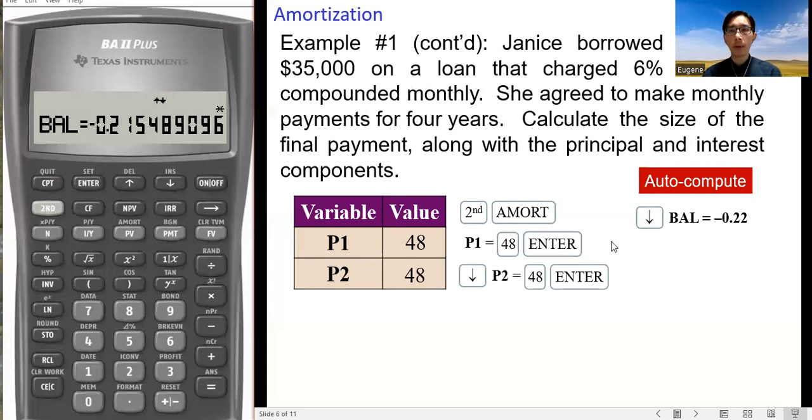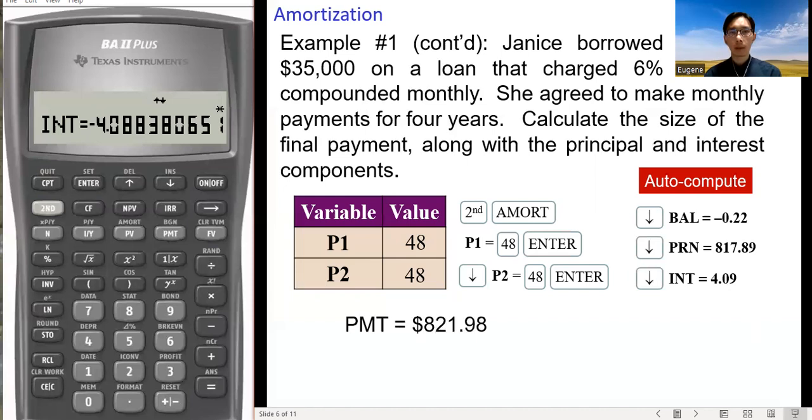Let's get the principal and the interest component first. The principal is $817.89. And then the interest, $4.09. Recall we have rounded the numbers. In this example, we rounded the payment up. This is an overpayment.